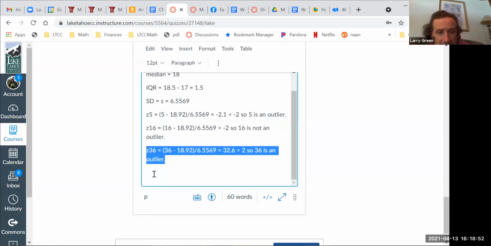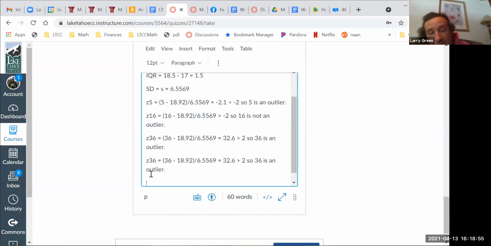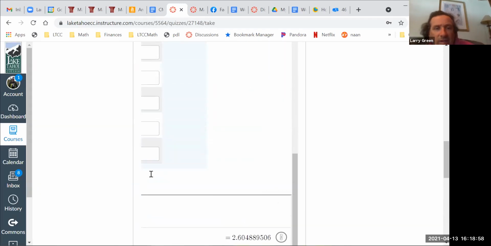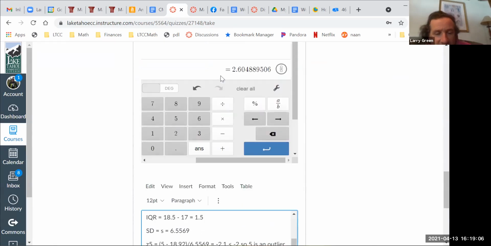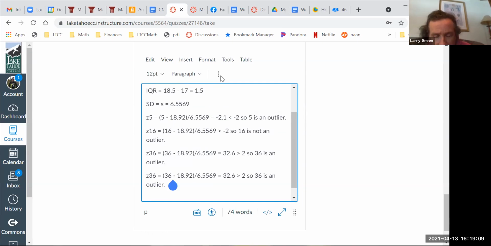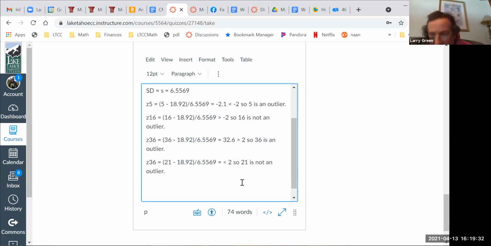And now, finally, let's go to the next one. Maybe finally, but we'll find out in a minute. So the next highest is 21, I believe. So if we plug in 21 instead, 21 minus 18.92 over 6.5 is clearly less than 2. So 21 is not an outlier.